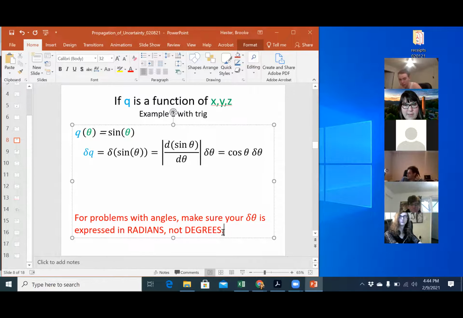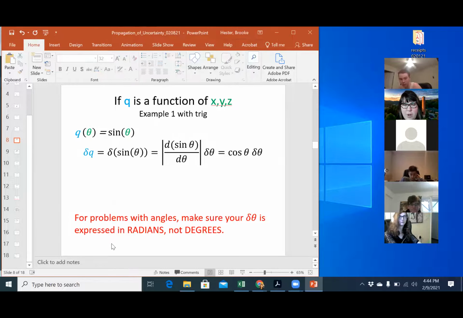All right, now I have big red letters down here. For problems with angles, let's use radians, not degrees. And make sure your calculator is in radian mode as well, if you're using that to do some calculations. Questions, comments? Okay.